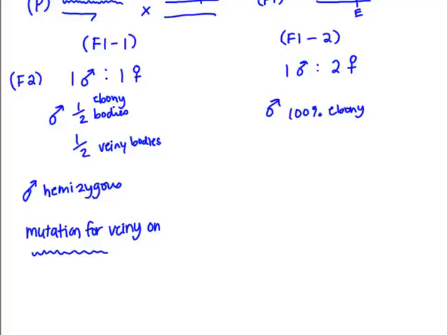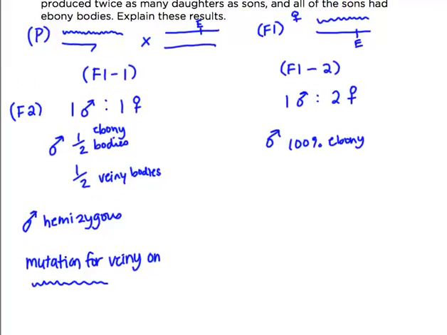Well, if you see that half of the sons have the ebony bodies, so if the veiny bodies was dominant, that means that that mother would exhibit this veiny body, but we're saying that all of the F1 females that we're considering only have ebony bodies. So this is a recessive mutation, and that's why it only shows up in the hemizygous male of the F2 generation.